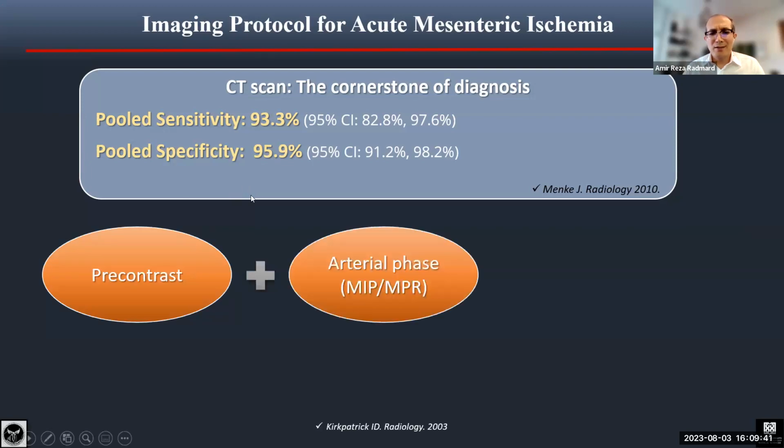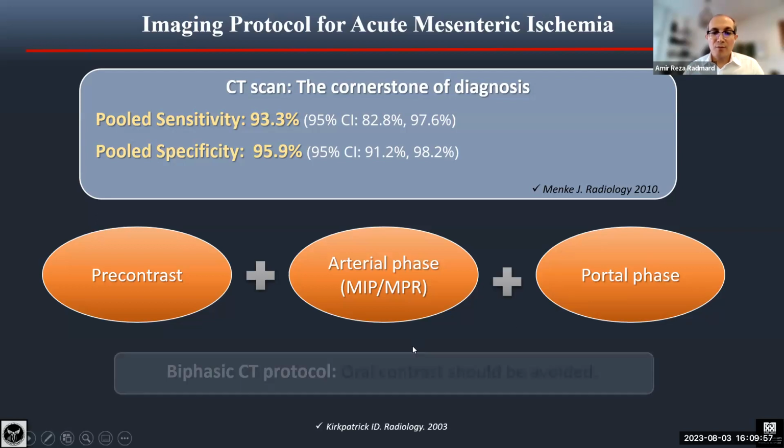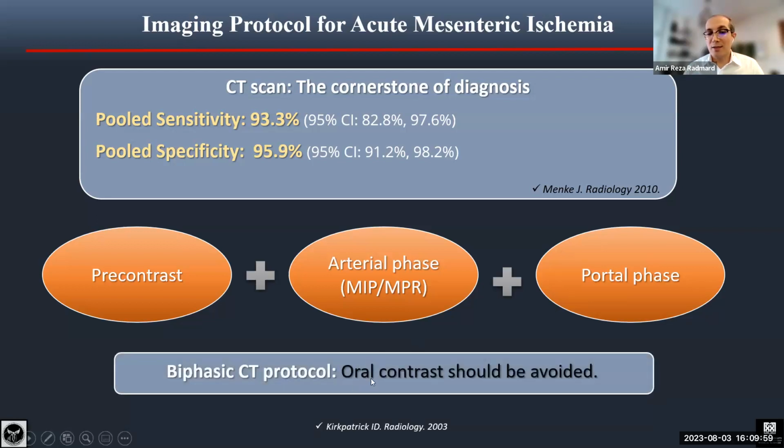The technique or protocol was discussed in the presentation. We need a pre-contrast CT, an arterial phase CT with MPR reconstruction of the vessels, like angiography, and the portal phase of contrast injection. But please keep in mind that we are not allowed to use oral contrast, especially positive oral contrast, because we may miss the enhancement of the bowel loop.